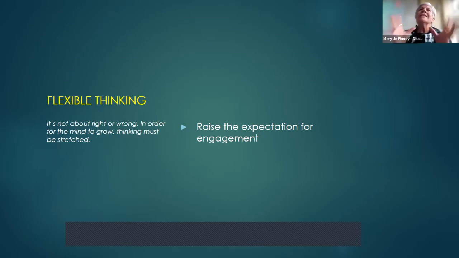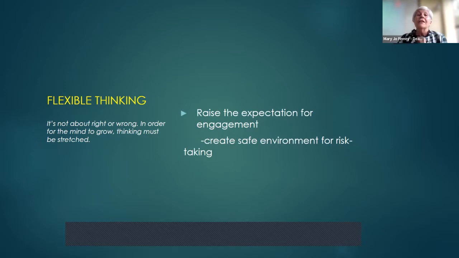So the first step is to raise expectation for engagement in your classroom. This means if you want your students to participate more, you have to work really hard at creating a safe environment for risk taking, because you want them to take a risk. It is not about them raising their hand when they know the right answer. Who cares if they know the right answer? You want them raising their hand and sharing their thinking in progress.